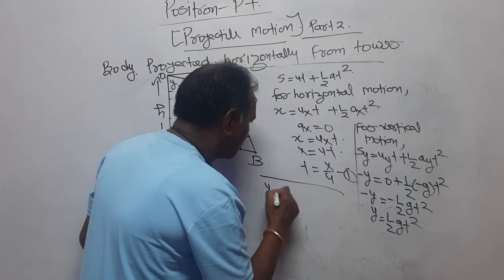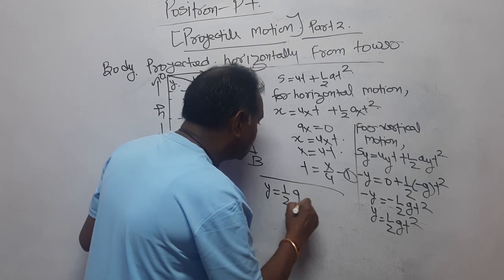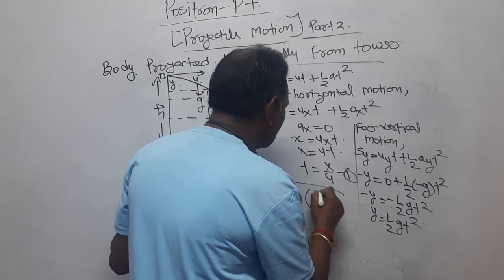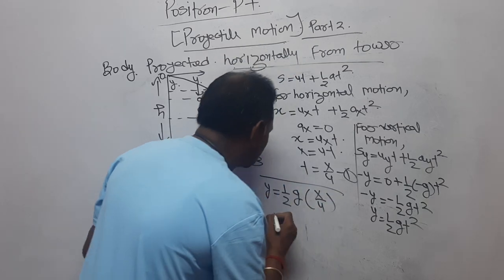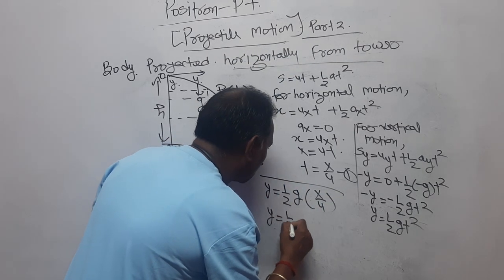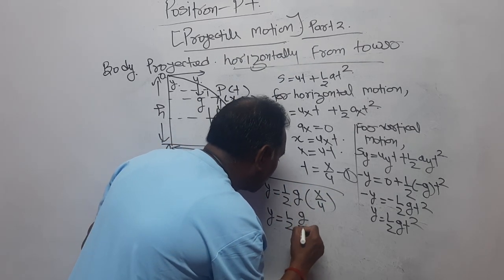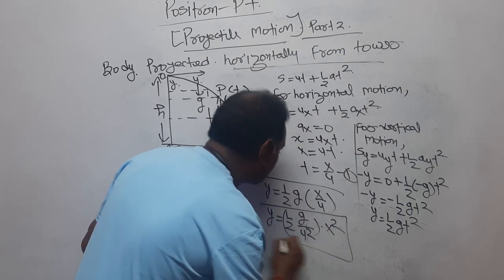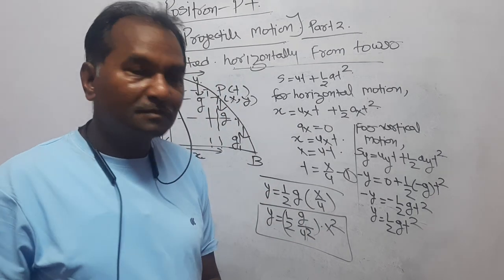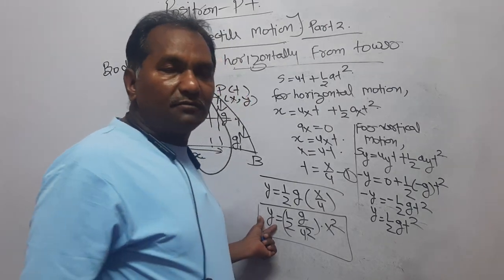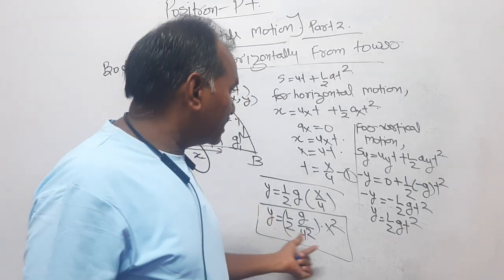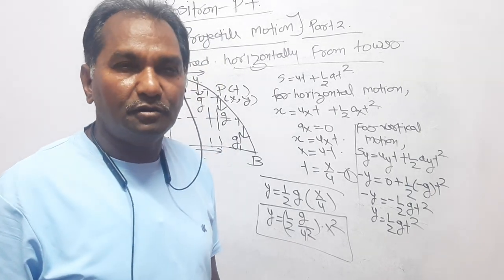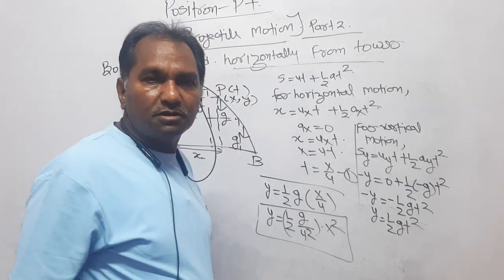Dear students, y is equal to half g t square. Now t is equal to x upon u. Replace this, so you will get y is equal to half g over u square into x square. This kind of equation you have got. Here y has power 1 and x has power 2. It means it is an equation of a parabola, right? It is an equation of a parabola.